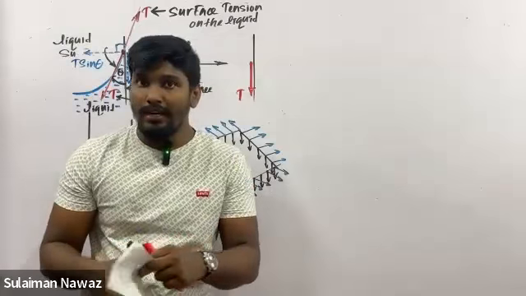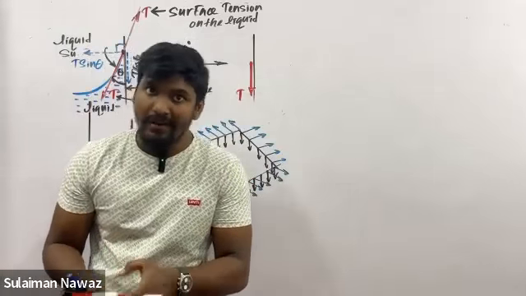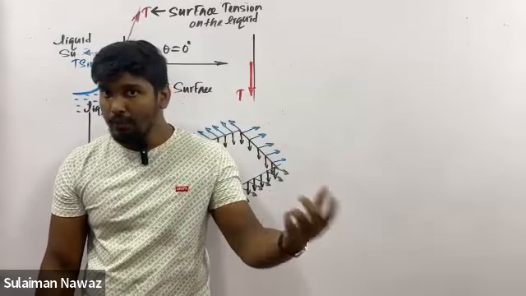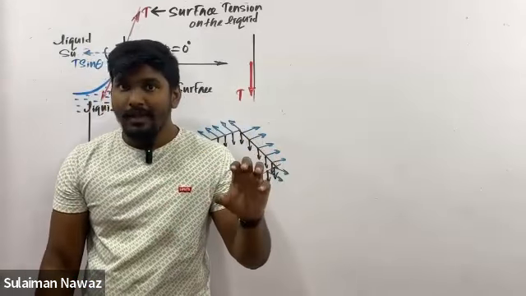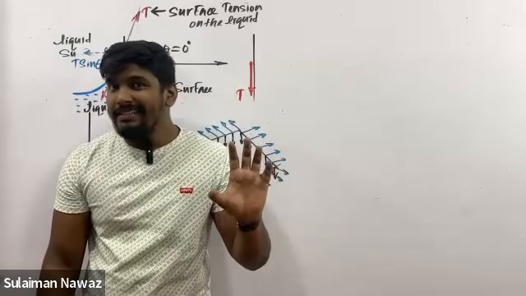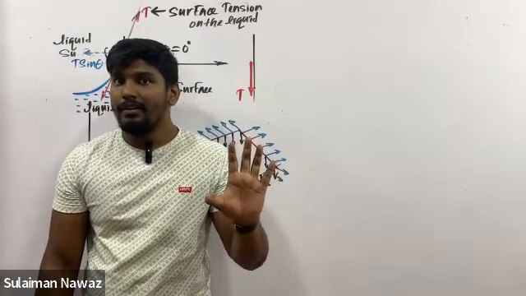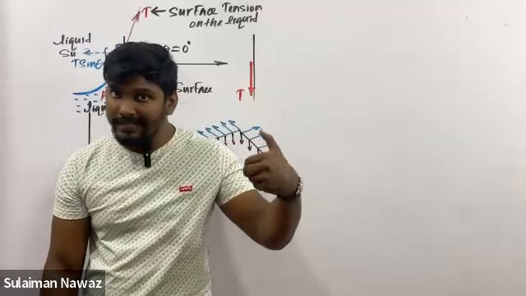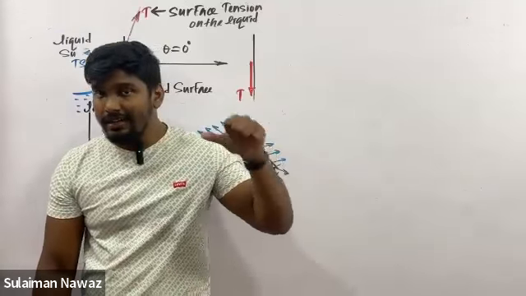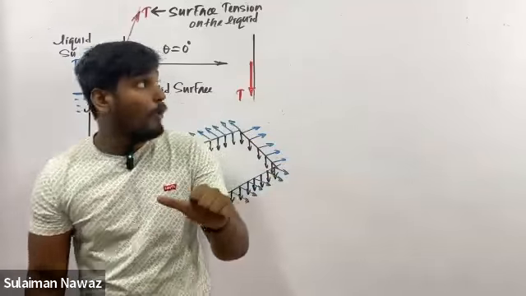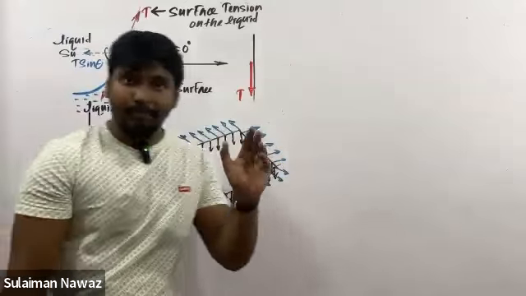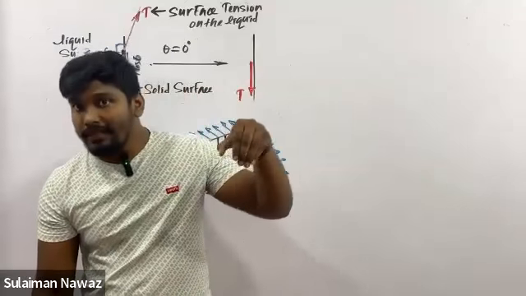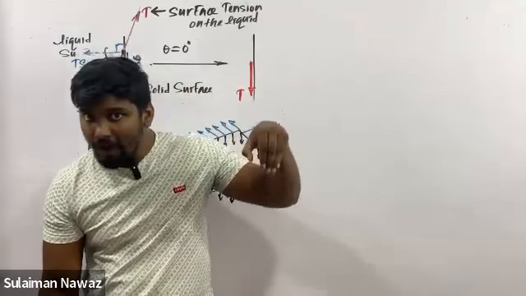So if I ask you, what is the length of the solid? What is the perimeter of the solid which touches the surface of the liquid? 2A plus 2B. If I ask you, what is the resultant surface tension? Surface tension is capital T, but when you resolve it, we get T cos theta and T sin theta. Along the perimeter of the solid, all the T sin theta components will get cancelled out. So there will be a resultant T cos theta surface tension acting downward.